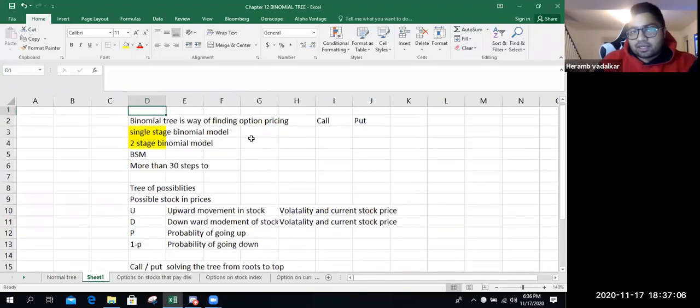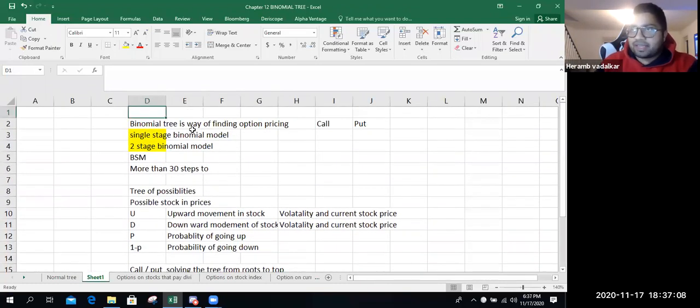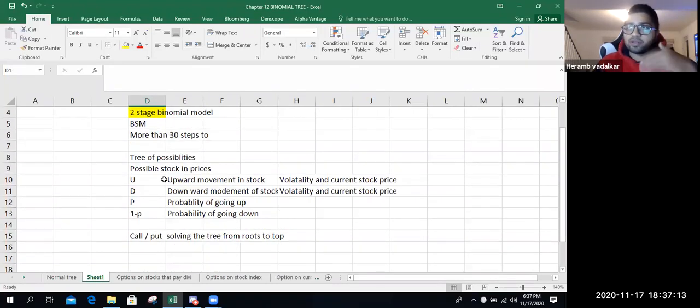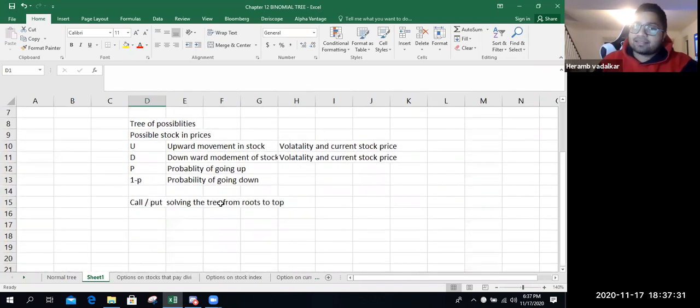So once again, what is a binomial tree? Binomial tree is a tree of possibilities. It gives out possible stock prices for a given stock. It is created using certain variables like U, how much up can the stock go, D, how much down can the stock go, P, probability of going up, 1 minus P, probability of going down. And then once we create that tree, we start solving it to get the final call price.